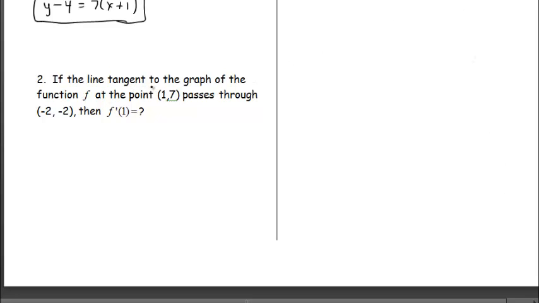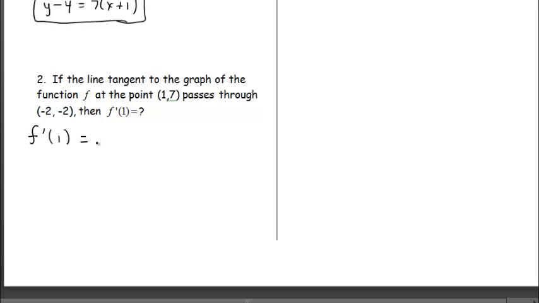Okay, if the line tangent to the graph of the function f at the point (1, 7) passes through (-2, -2), then the slope at 1 is equal to what? So we've got a tangent line to the graph of the function at (1, 7). (1, 7) is the point of tangency, but that tangent line also passes through this point. Well, if these 2 points are on the tangent line, then the slope between these 2 points is going to be equal to the slope of the graph. So delta y over delta x, and we're done.